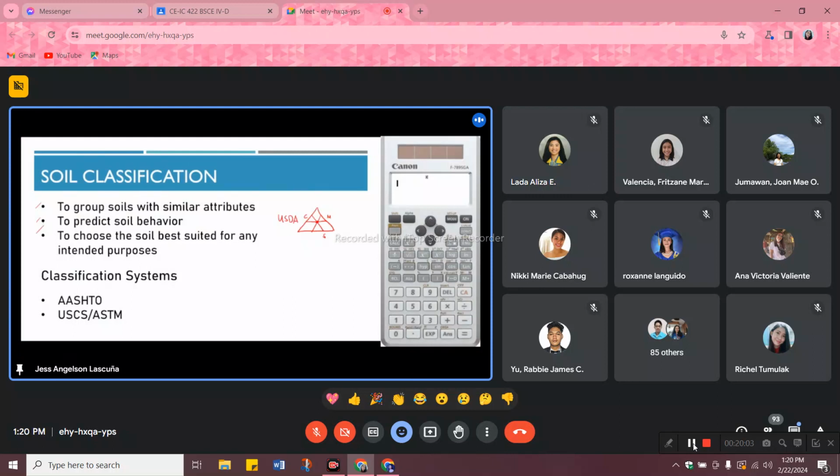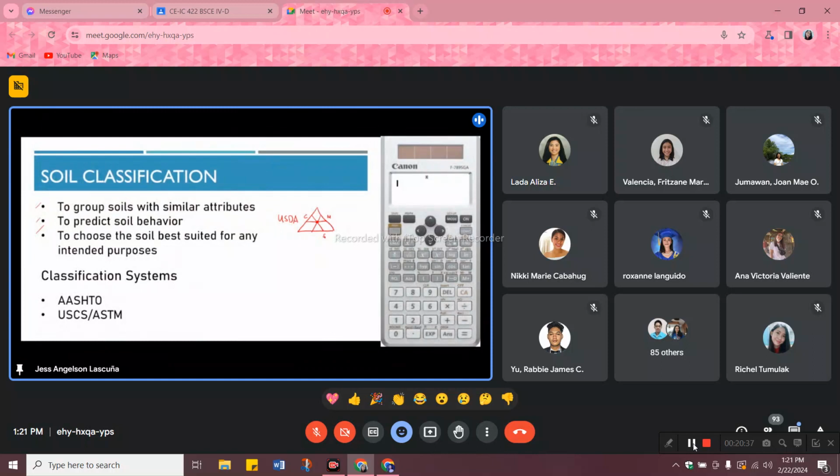Okay, so for the purpose of backfilling and soil protection sa palain, if for farming, dili jud ka mogamit og puros graba. So mangita jud ka og naay loam, naay organic material nga mas daghan. Then two main classification systems that we are using here is the AASHTO and the USCS.